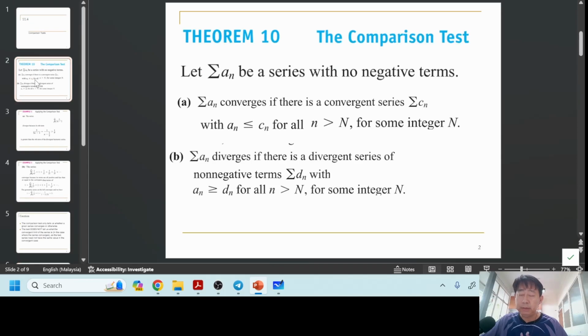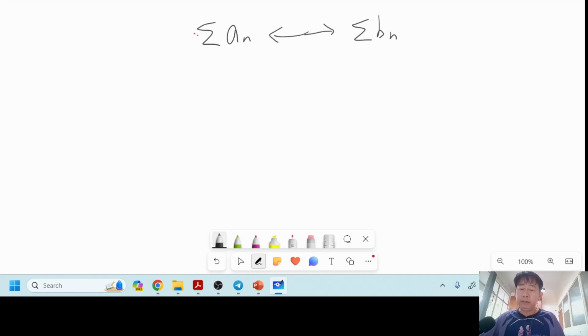We first begin with Theorem 10, the comparison test. The idea is actually quite simple. Say you have a series that you wish to test for its convergence. I write this as AN. In order to tell whether the series AN is convergent or not, you try to think of another series BN, and then you compare the series A with series B term by term.